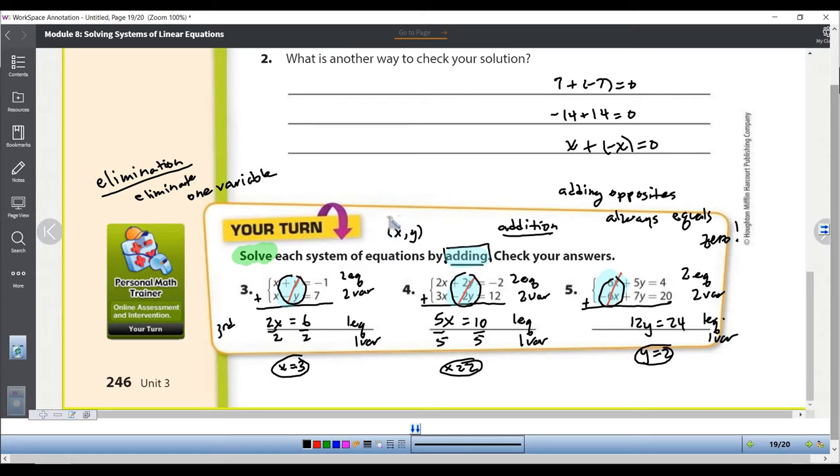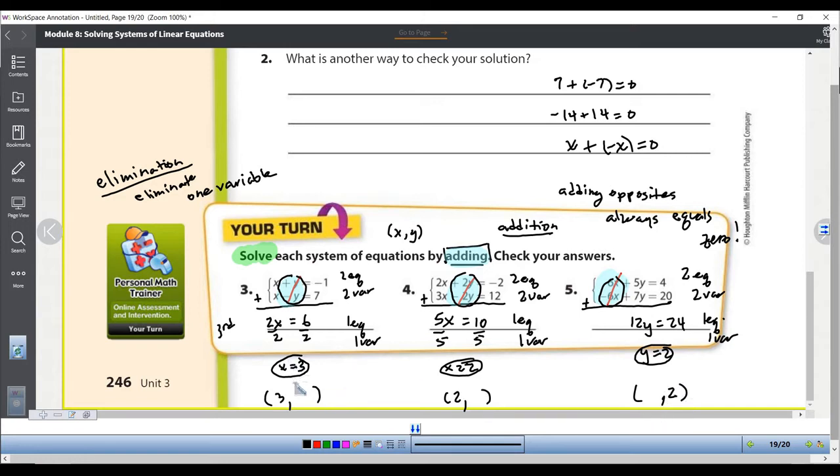Now remember, we're looking for an x and a y. So far, what do we have? We only have half of our answer. And make sure, by the way, you're putting it in the correct spot. These two we found x. This one we found y. So we're going to go ahead here and put in the value of y.